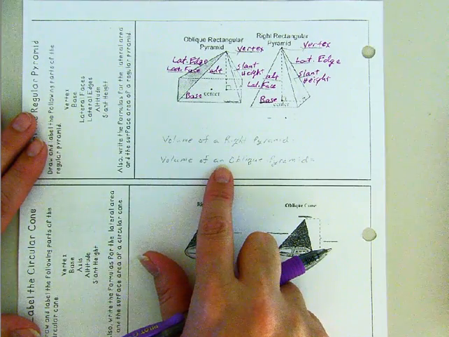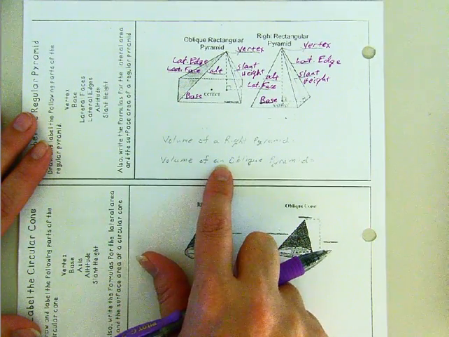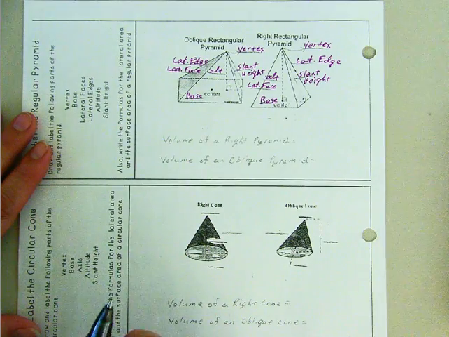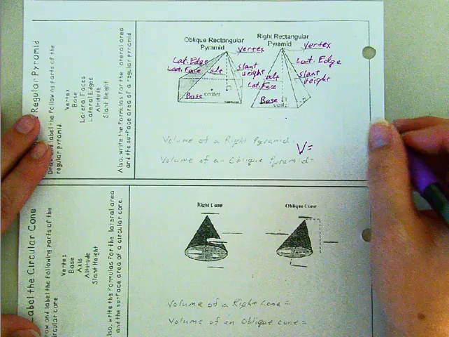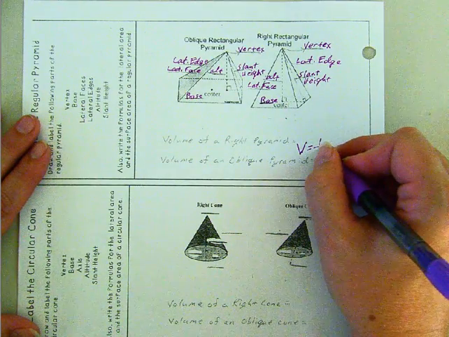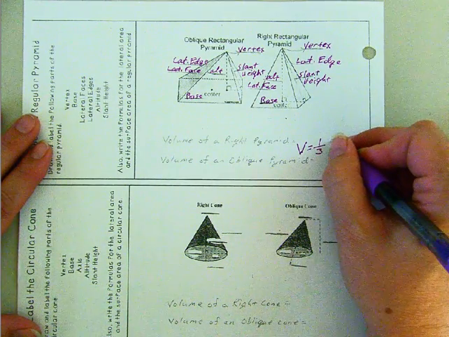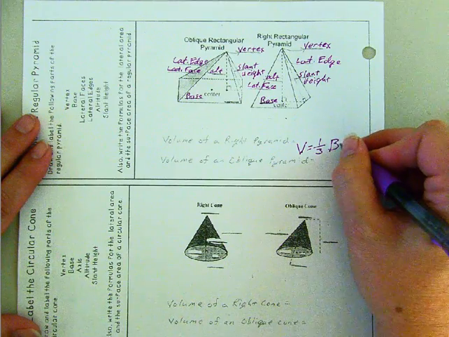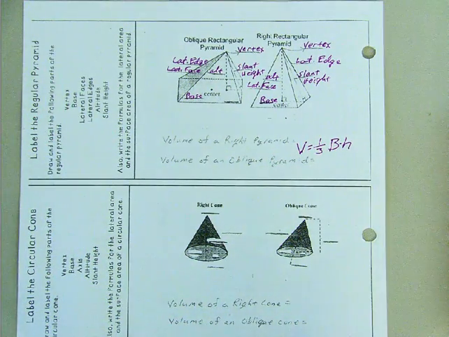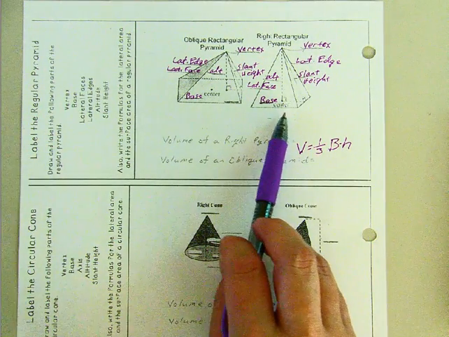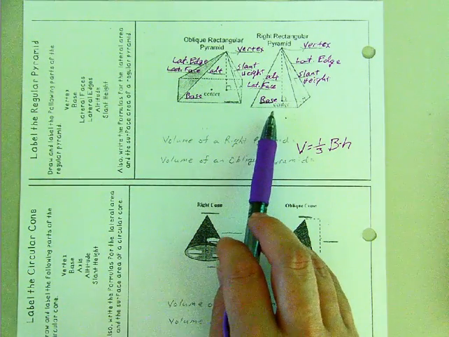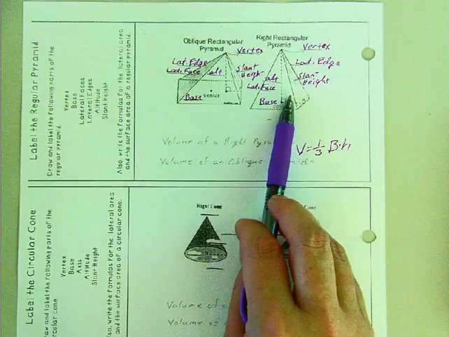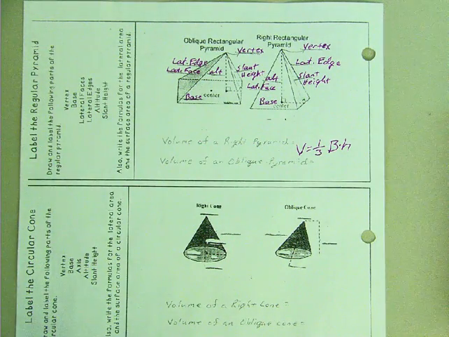So then the last piece is our volume. And again, the nice thing is volume for both a right and an oblique is the same. So volume equals, for this one, 1/3 the area of the base times the height. Now the reason why it's 1/3 is because if you actually filled a pyramid with the same base as a prism, it would take 3 of these pyramids to fill that prism. Okay, so that's why it's 1/3.